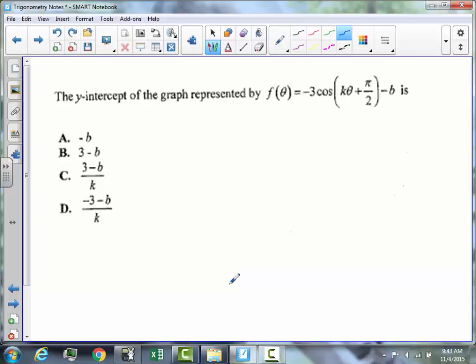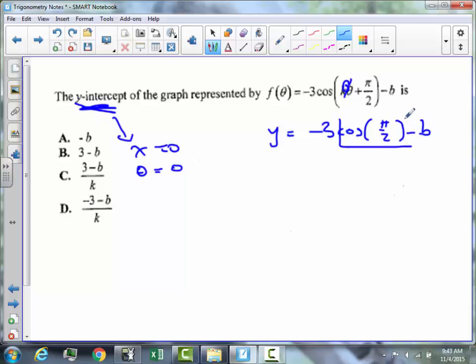That being said, using our math skills of algebra and our understanding of what a y-intercept is, what does a y-intercept mean? Good. It means x is 0. Or in our example, it means theta is 0. The angle is 0. So I'm looking for the y-intercept, I'll just write it as y. It's equal to -3 of cosine. Okay, if this thing right here is 0, do I really need to write it anymore? So it's cosine of pi over 2.